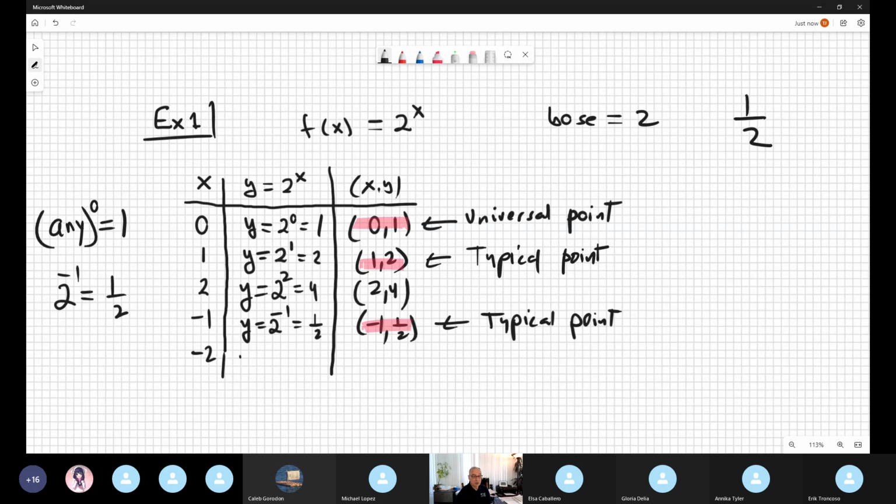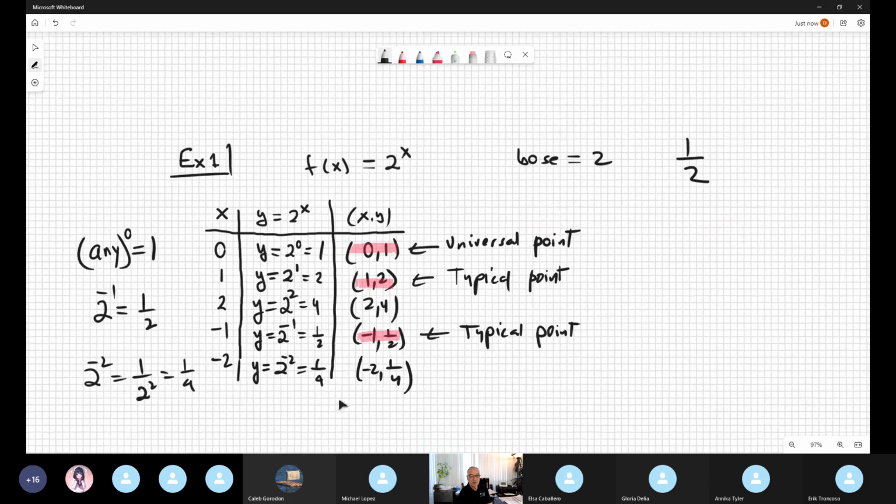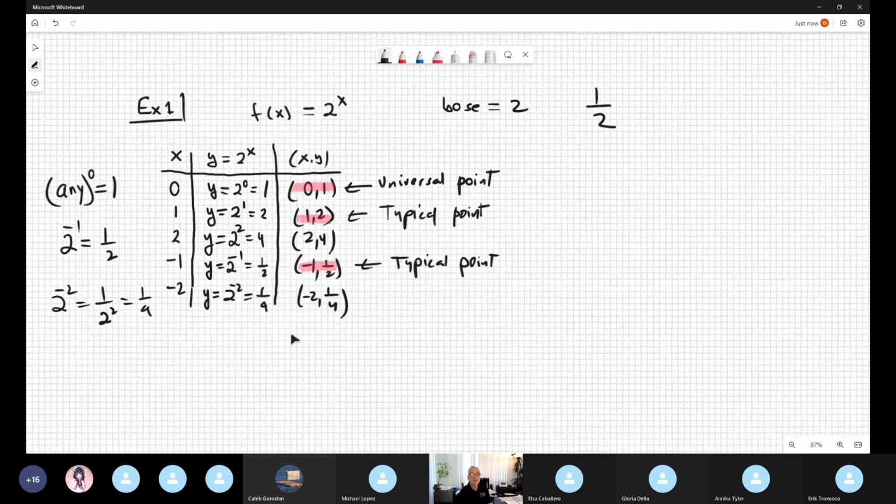Now -2, well, y equals 2 to the -2. Oh, negative exponent one more time is reciprocal. A reciprocal of what? Of 1/2 squared. So 2 to the -2 is equal to 1/2 to the second power, and 2 squared is 4, so it's 1/4. Entonces it's -2, 1/4. It's another point. You have 5 points, enough to visualize the graph of the exponential. Let me try to do my best by hand and after in Desmos. Okay. Let me try.